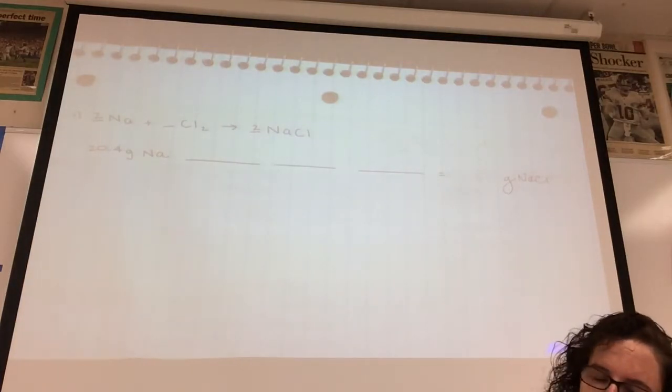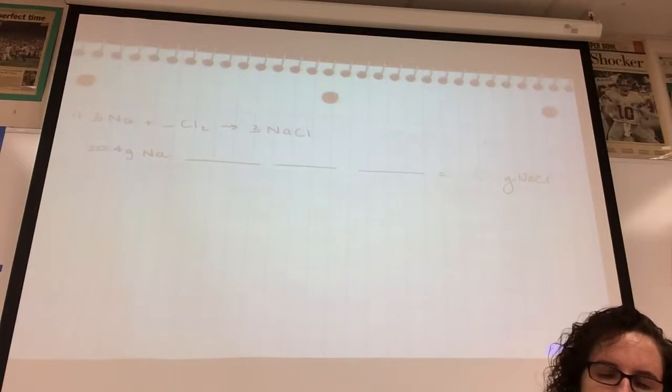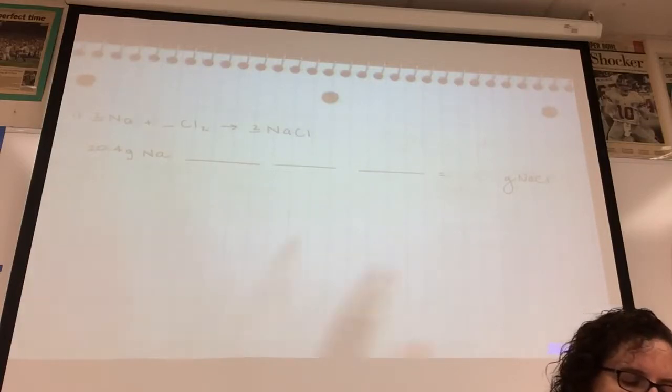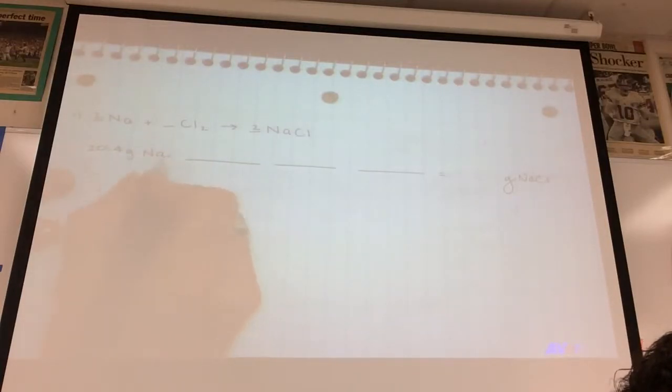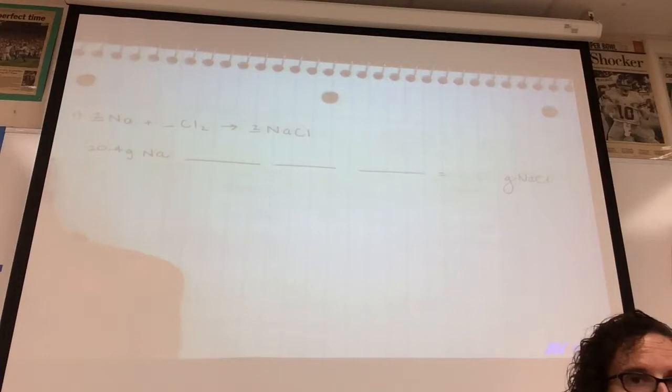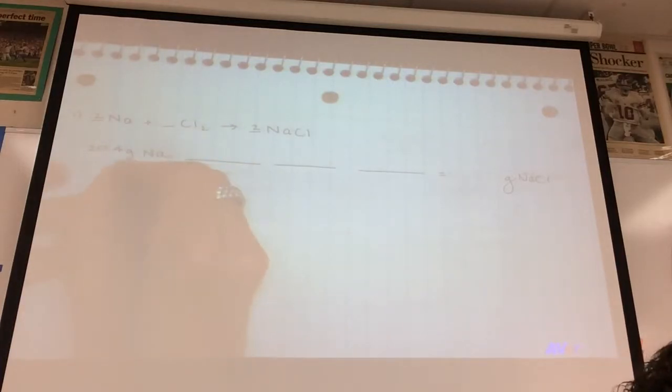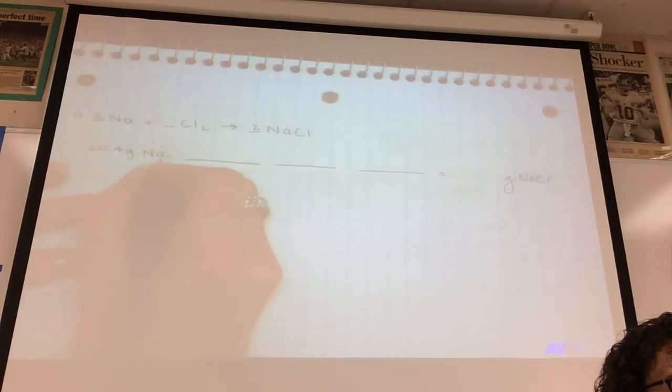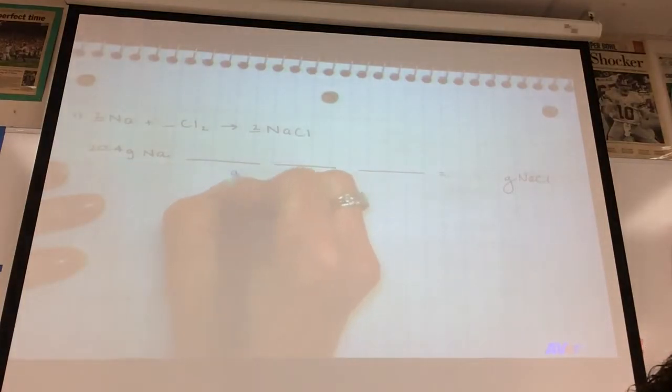A mass-to-mass problem is 3 steps. You don't have to memorize steps. You just want to make sure that your units drive your calculation. I've got grams of sodium here. Look up at the screen. I've got grams of sodium here. I need grams of sodium here.